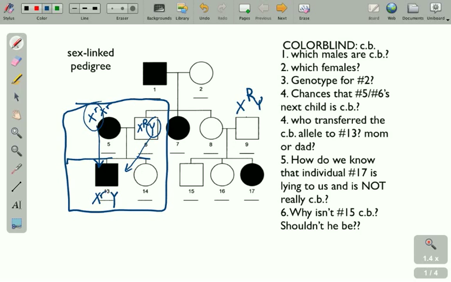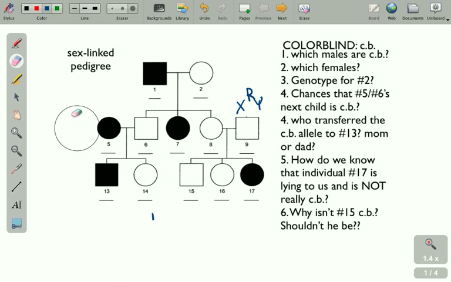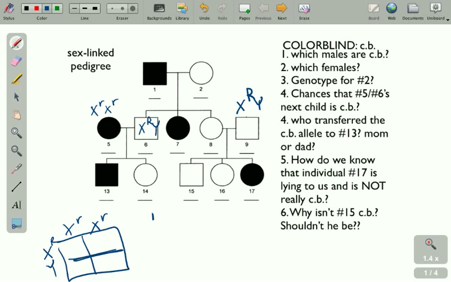If they're going to have another boy, we'd put it over here. What are the chances that that boy is colorblind? The chances are huge, because I'm going to cross that mama with that dada. So check it out. Mama, dada. The chances are 100%. If they have a boy, I don't even care about the girls: X little r Y, X little r Y. The chances are 100% that their boy will be colorblind.